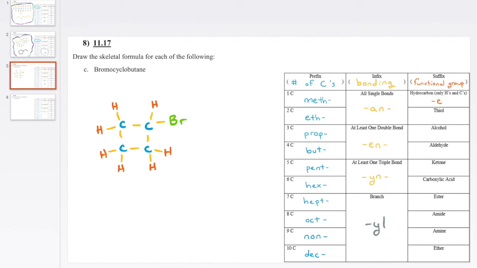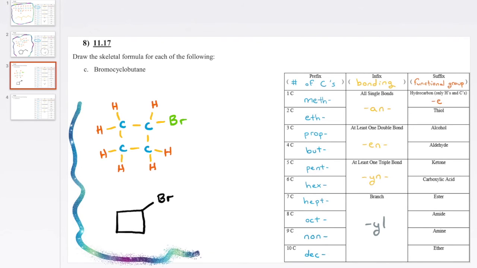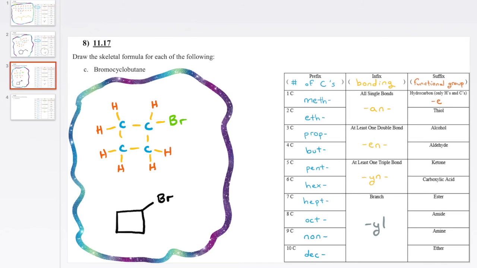If you wanted the skeletal formula, skeletal structure, you could draw the lines. The hydrogens are all implied. Each kink in the chain, each vertex, is a carbon. And off of this carbon right here, you would just have that bromine. So these are both ways of drawing bromocyclobutane.